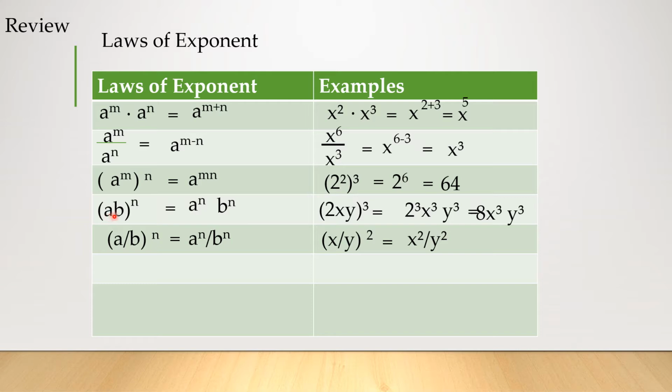Now here we have a product raised to a power, which means that a should be raised to n. Understood, the exponent of a is 1. So we can multiply that to n, and that is still n. B also has an exponent of 1 times n, that is still n. So a raised to n times b raised to n. So we have an example here.